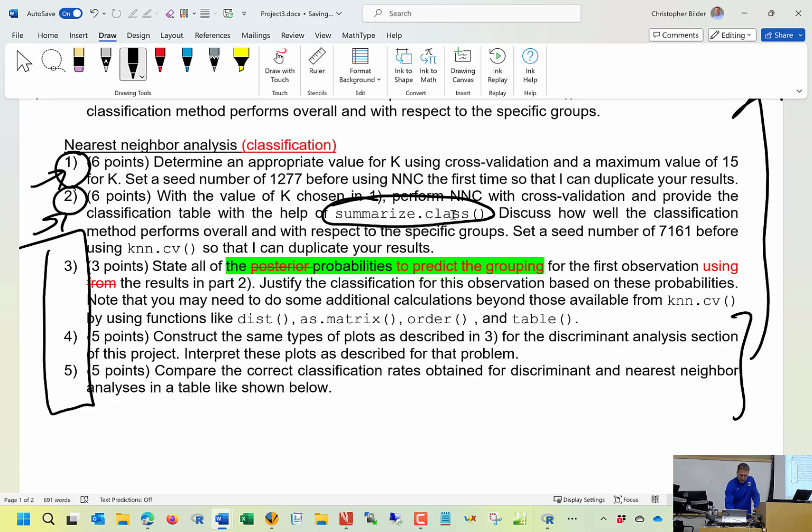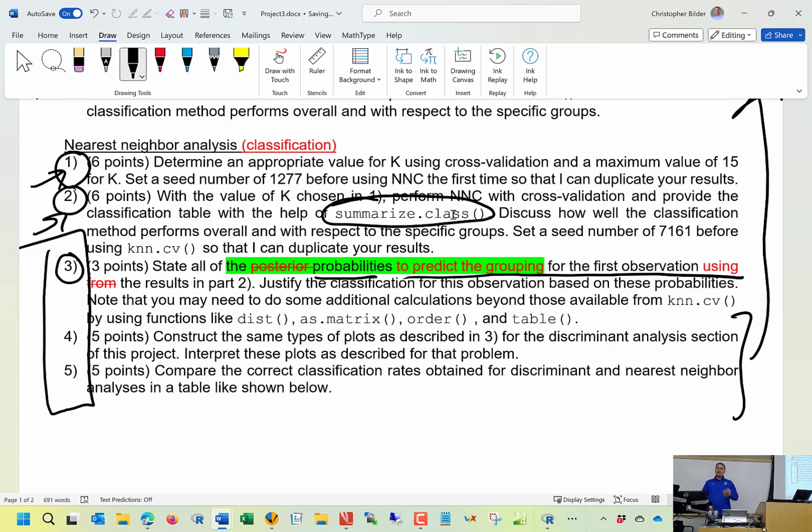Now, for number 3, though, state all that posterior, that's a word that somehow got put there. It shouldn't have been, because I had written the discriminant analysis stuff where we talked about posterior probabilities, and I accidentally used the same term. State all the probabilities to predict the grouping of the first observation using the results from part 2.